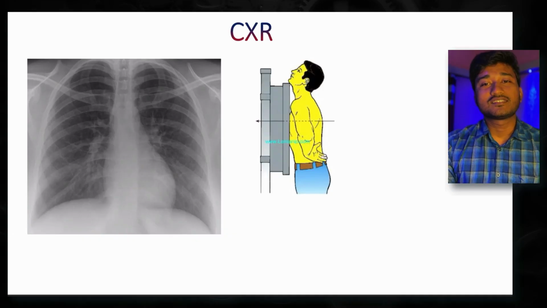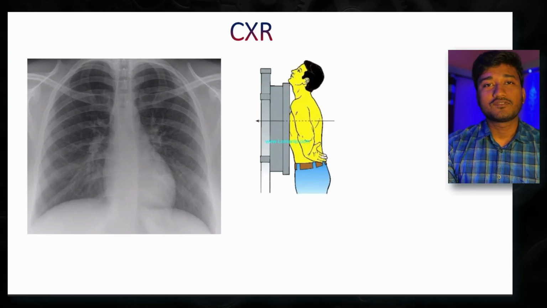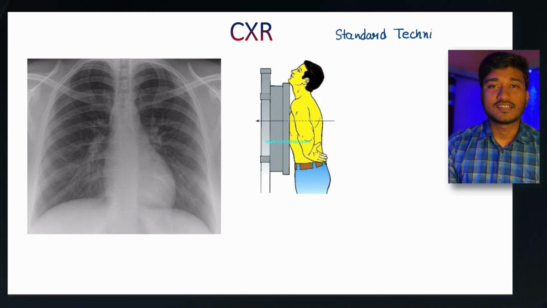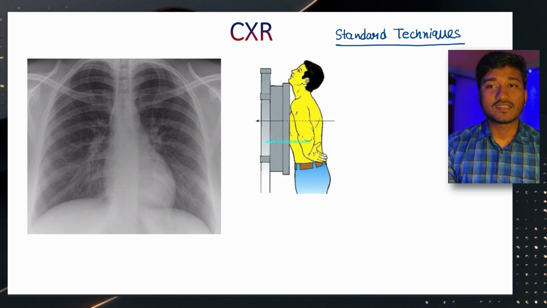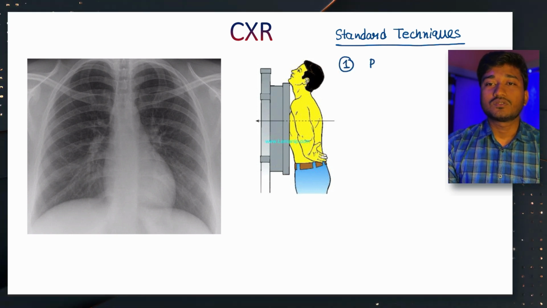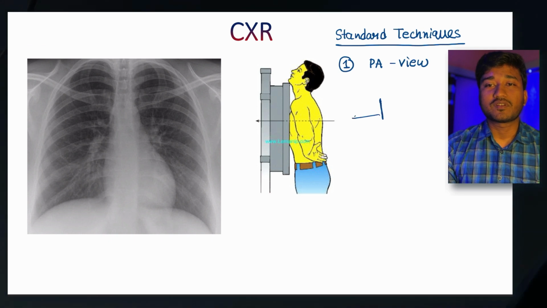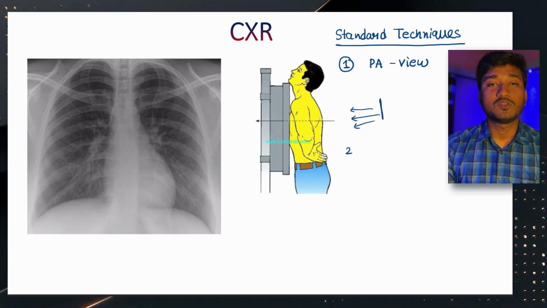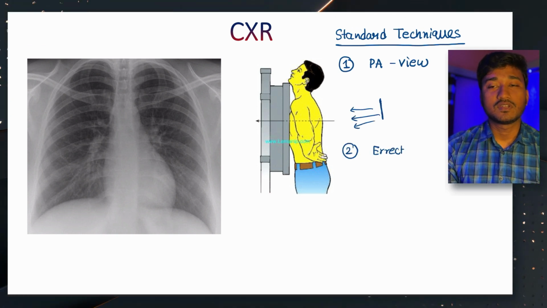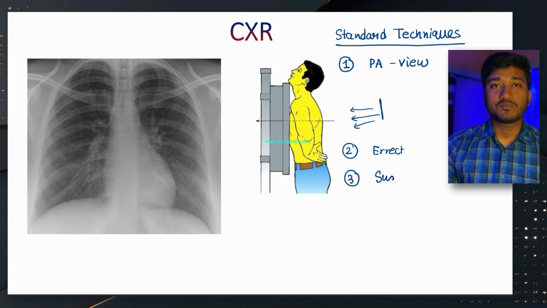So, in the chest X-ray, there are a few techniques which are commonly used and these are universal. This is termed as standard techniques. Okay. So here you can see the person is standing and the X-ray beam is coming from behind. This is called the PA view or posteroanterior view. That is, the rays are coming from the posterior side. Okay.